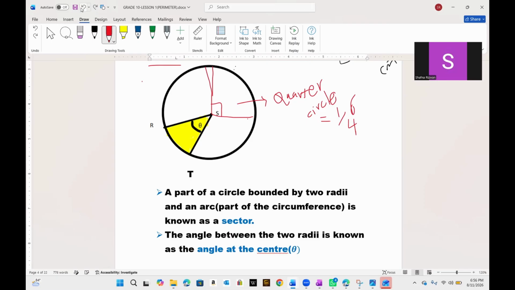It is your 1/4 of the circle. Remember that it is your 1/4 of the circle. That is known as a quarter circle. When you have a 90 degrees right angle, you call it a quarter circle. Quarter circle is another type of special sector, which is 1/4 of the circle.